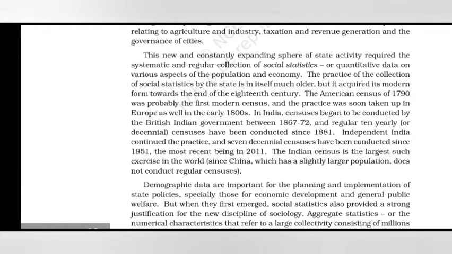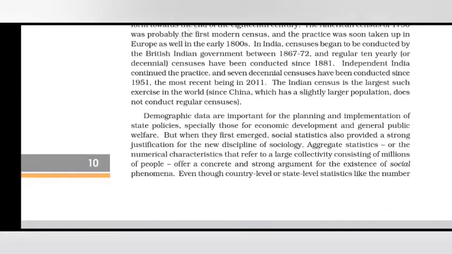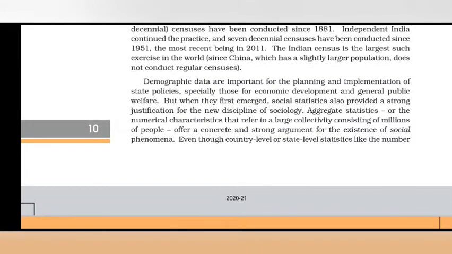In India, censuses began to be conducted for the British Indian government between 1867 and 72, and regular 10-yearly censuses have been conducted since 1881. Independent India continued the practice, and 7 decennial censuses have been conducted since 1951, the most recent being in 2011. The Indian census is the largest such exercise in the world, since China, which has a slightly larger population, does not conduct regular censuses.